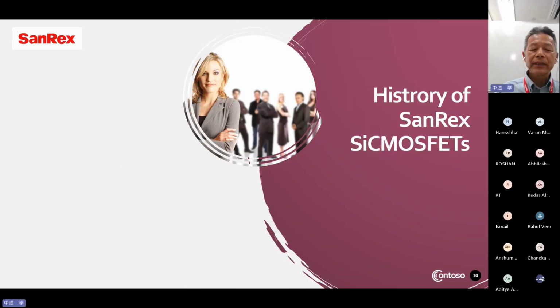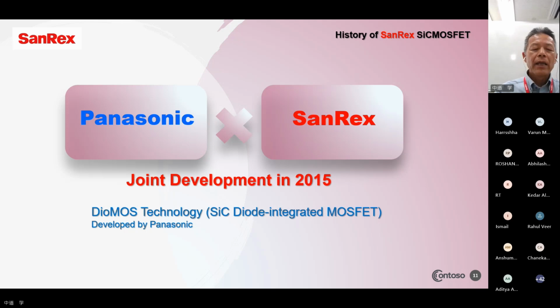Next, let me tell you about SanRex silicon carbide MOSFET and its history. I think you may know the brand name Panasonic. They are one of the largest home appliance companies in Japan. Actually, we have been working with Panasonic on this silicon carbide MOSFET since 2015. This is a joint development. It is called DMOS technology, a silicon carbide diode-integrated MOSFET.